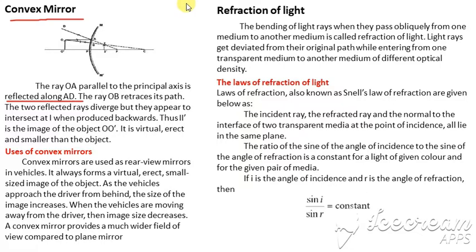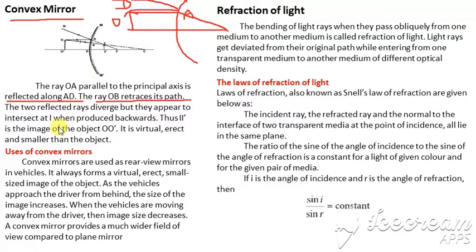Okay, so this is a convex mirror. So, we are considering an object here. As we know already, a ray which is parallel to the principal axis, after reflection, it passes through the focus, is it not? So here it is being deflected along this direction, which is OA, and this side we have D. Okay, then OB retraces its path. So from here the ray OB retraces its path, so it goes along the other direction.